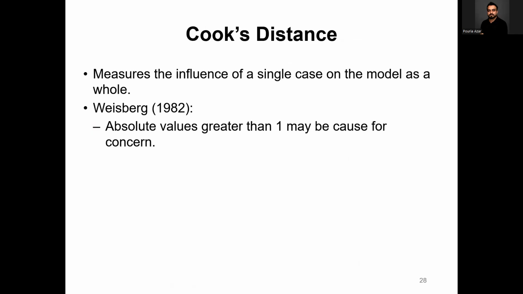Cook's distance measures the influence of a single case, or a single observation, or a single row in our data set on the model as a whole. Absolute values of Cook's distance greater than 1 may be cause for concern.